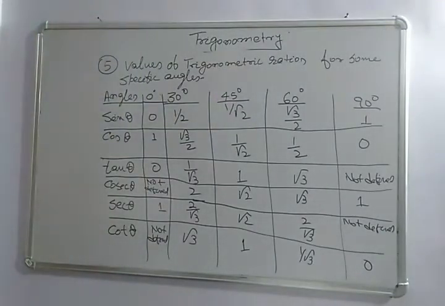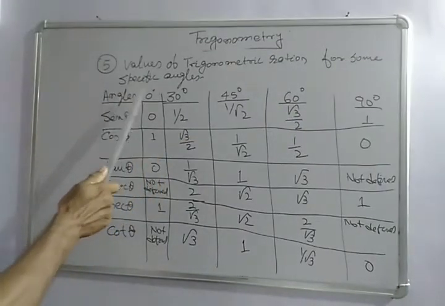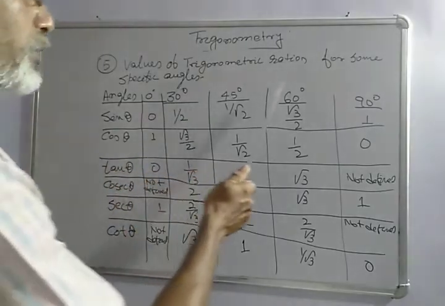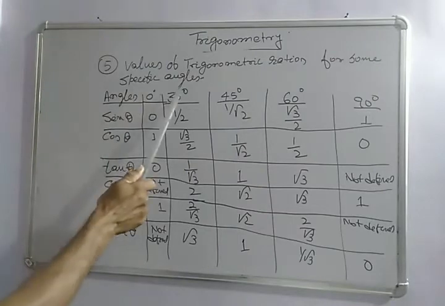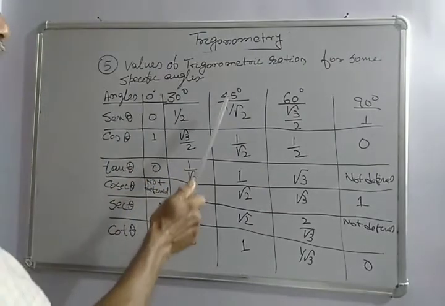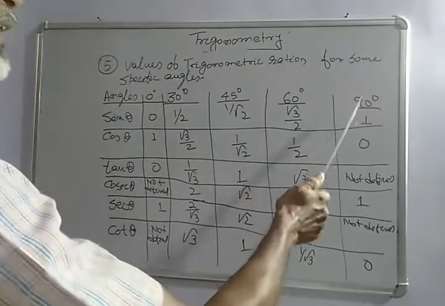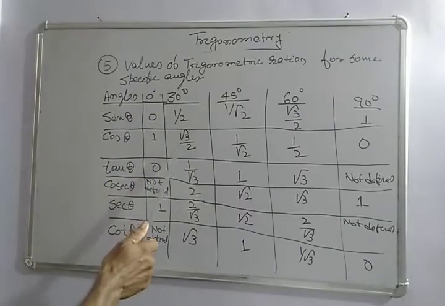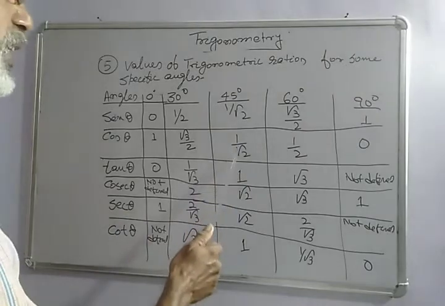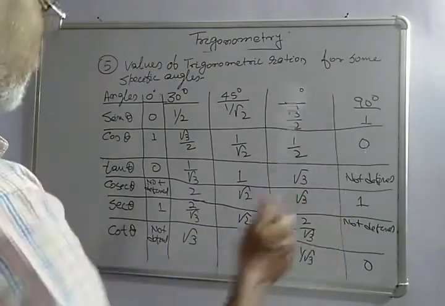So remember, again I am describing the formulas. See here, values of the trigonometric ratios for some specific angles, when the angles are 0, 30 degree, 45 degree, 60 degree and 90 degree. Sin 0 is 0, sin 30 is 1 by 2, sin 45 is 1 by root 2, sin 60 is root 3 by 2, sin 90 is 1. Cos 0 is 1, cos 30 is root 3 by 2, cos 45 is 1 by root 2, cos 60 is 1 by 2, cos 90 is 0.